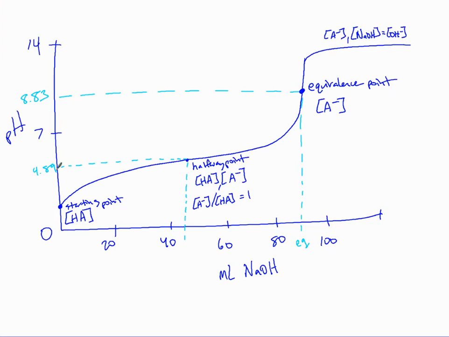Pause, we forgot to put in one thing in this particular graph. Where's the best buffer? The halfway point. So the absolute best buffer would be here because we have equal amounts of the weak acid and the conjugate base. But this is not the only place where you could have the buffer. Anywhere from maybe here to here would be good. And we call this the buffer zone.